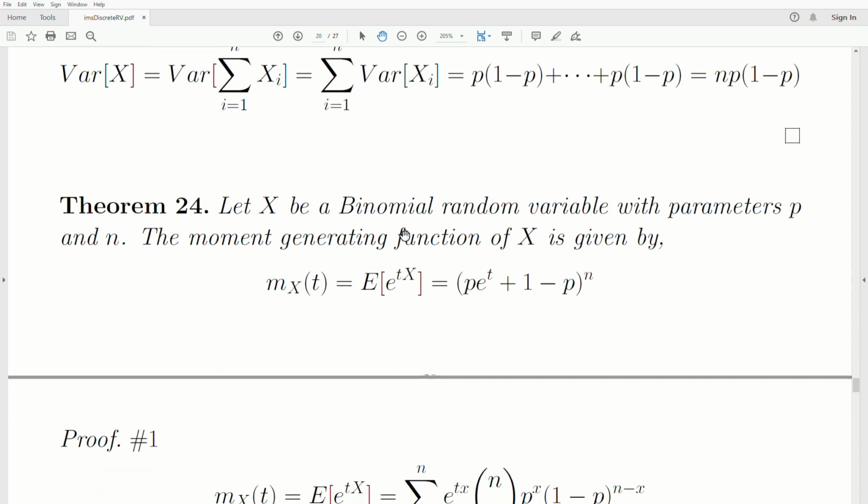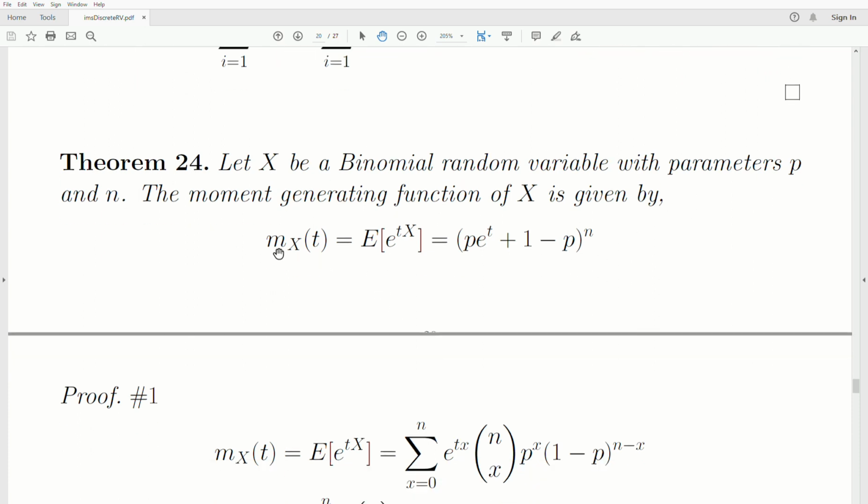Let X be a binomial random variable with parameters P and N. The moment generating function of X is given by this. It's M of T, the expected value of e to the tX, which is P e to the t plus Q, raised to the N.